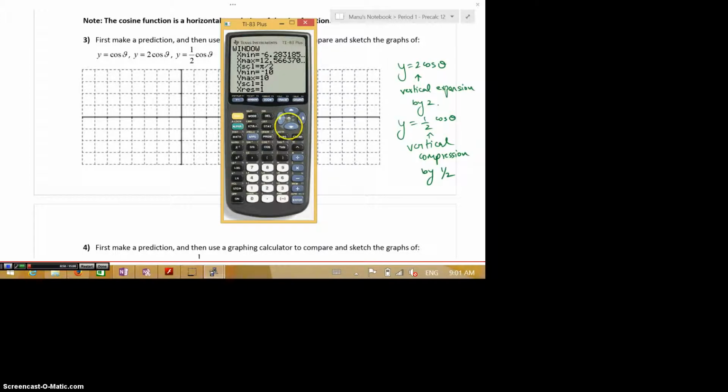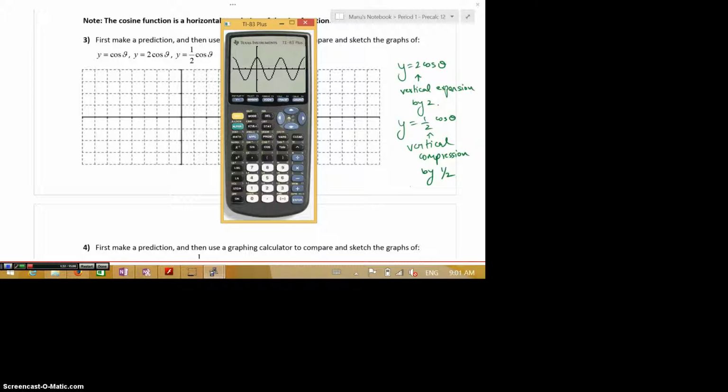The y minimum I had was negative 2. The y maximum I had was positive 2. And the y scale factor is still 1. Okay, so that's the adjustment I need to make to the window settings so I get the graph that I can sketch over. And then y equals, I want to first graph cosine of x, right? Cosine of theta, cosine of x, same thing. And you'll notice the cosine of x function will give you the same graph that we came up with earlier.